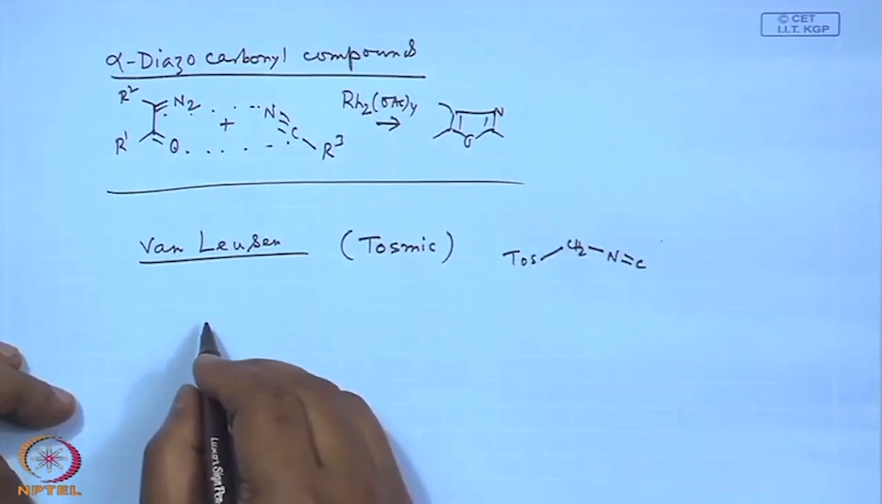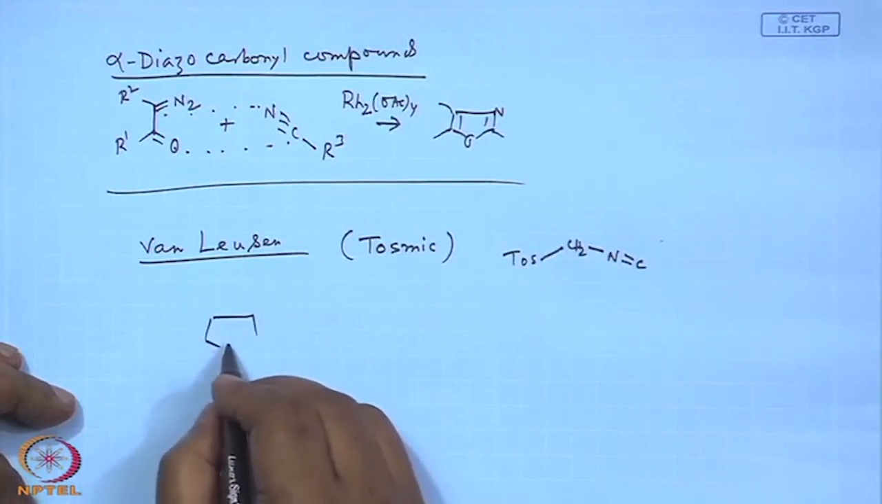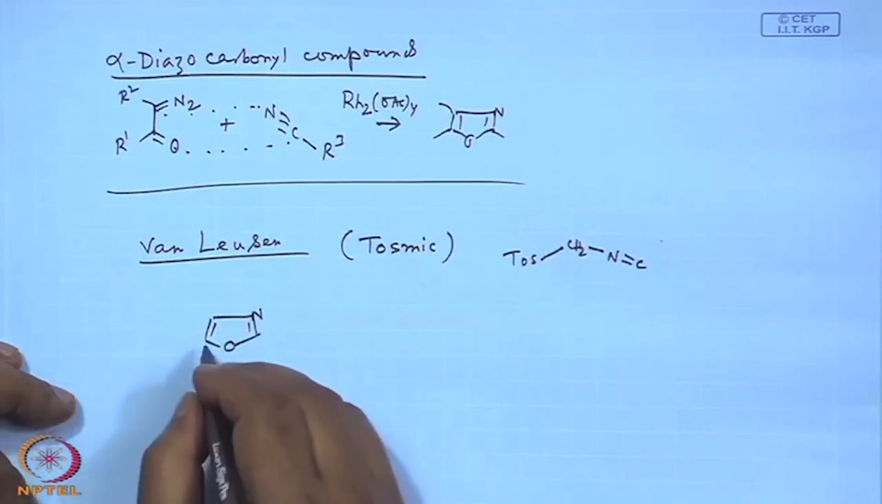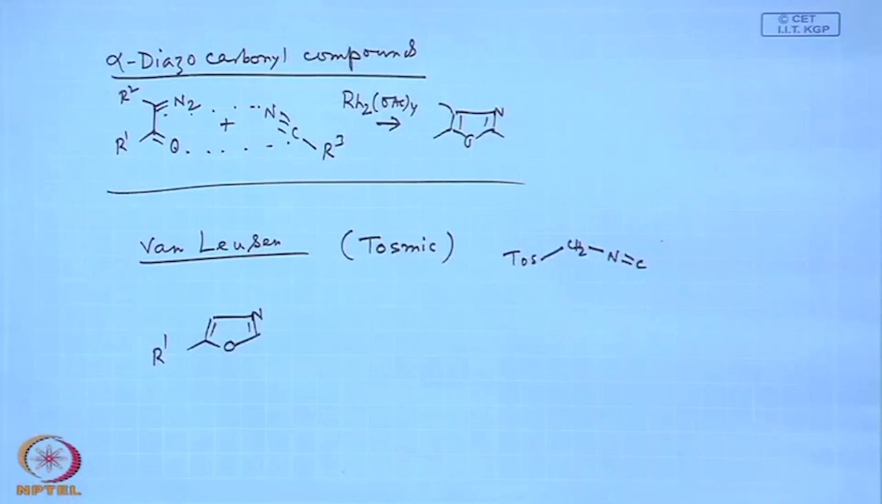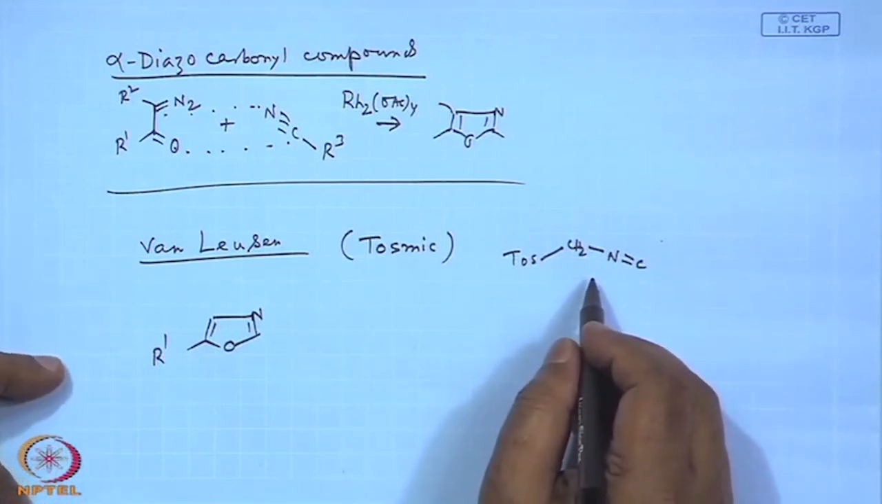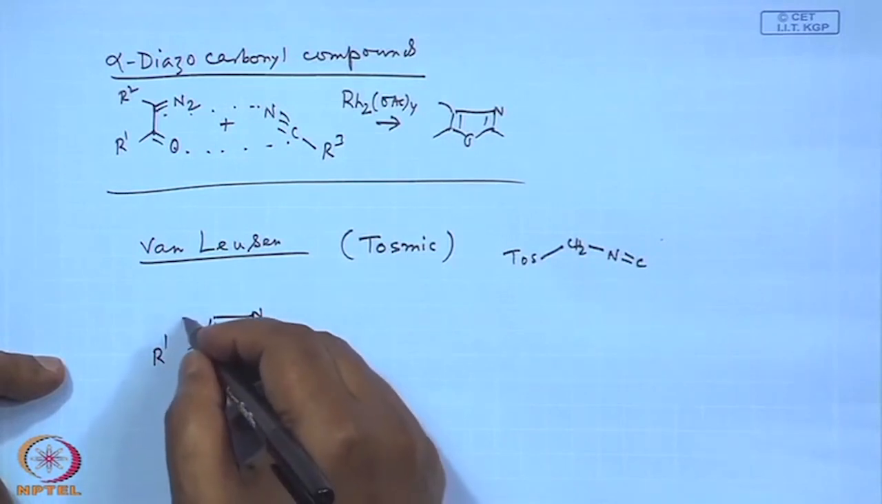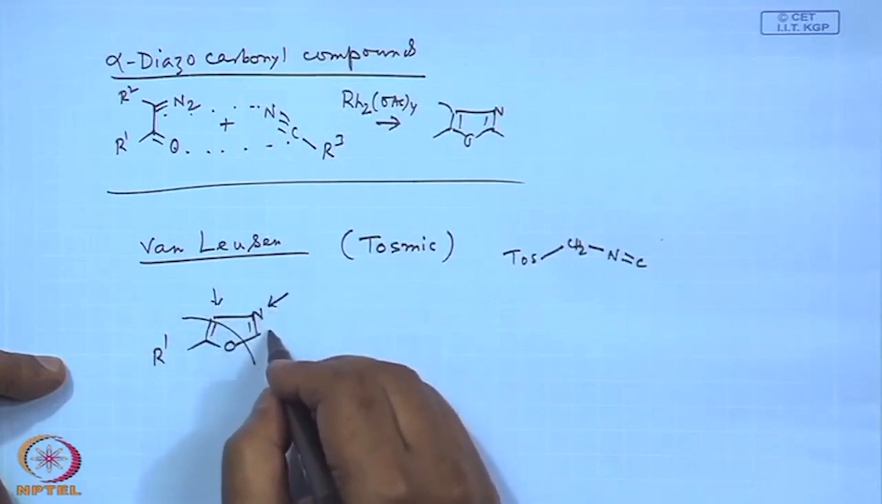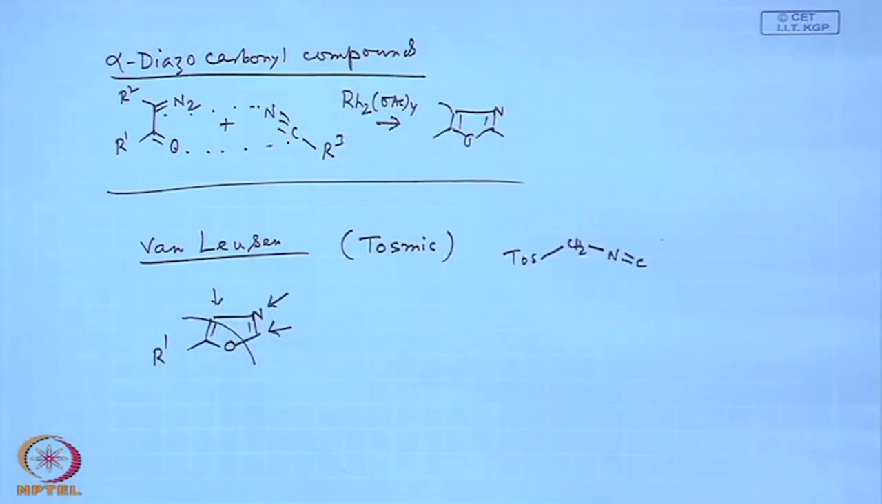Now, let us say you do the Van Leeuwen synthesis on a small molecule like this with one substituent. How do I cleave it? Actually, it requires two components, 3 plus 2. TosMIC serves as the 3-atom component. So you have to break open only this much. This one comes from TosMIC, this one comes from TosMIC, this one comes from TosMIC. So obviously, this is very simple.